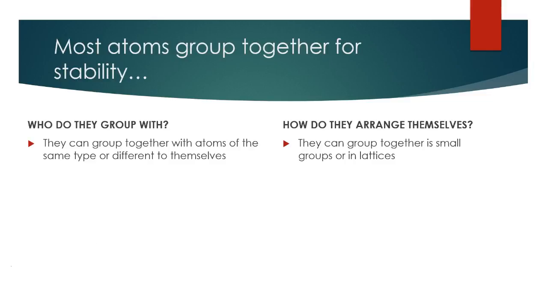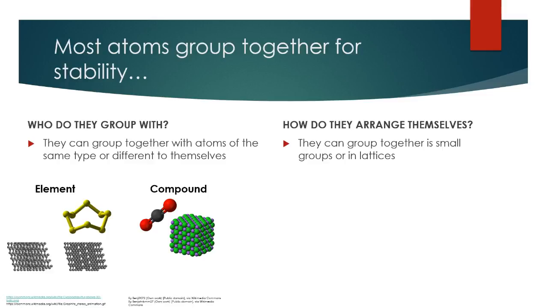Most atoms like to group together for stability, but you have to think of it in two ways. You have to think about who they want to group with, and how they like to arrange themselves. Who they want to group with: do they want to group with the same type of atom, or do they like to group with different types of atoms? The next thing you have to think about is how they like to arrange themselves. Do they like to group together in small groups or in large lattices? Small groups we call molecules. The big lattices are what we call crystals, and we're going to have a look at that now.